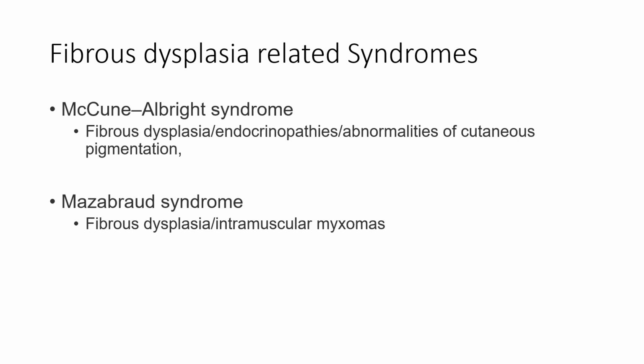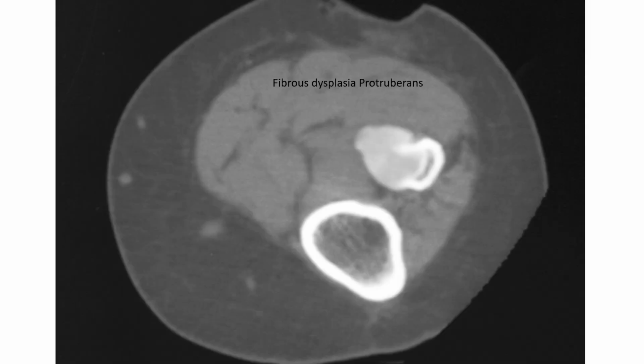Fibrous dysplasia is associated with two syndromes: McCune-Albright, which is fibrous dysplasia, endocrinopathies, and cutaneous pigmentation, and the other one, in fact my favorite syndrome, is Mazabraud, which is fibrous dysplasia and intramuscular myxomas. And this can help you remember the fact that most myxomas are also associated with GNAS mutations. So Mazabraud syndrome, GNAS mutations, something to remember.